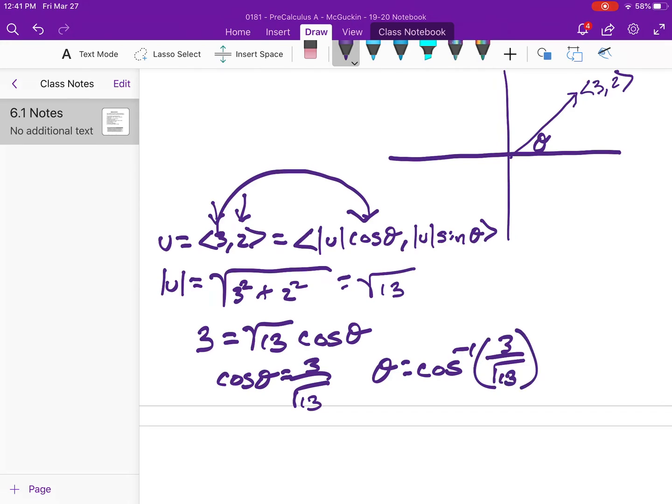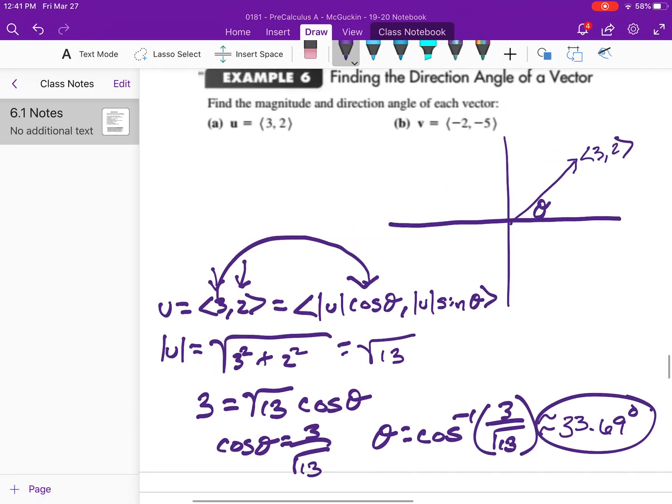And again, because this fits our restricted domain, no problem, we're going to go ahead and easily get 33.69 for the direction angle of our first vector there.